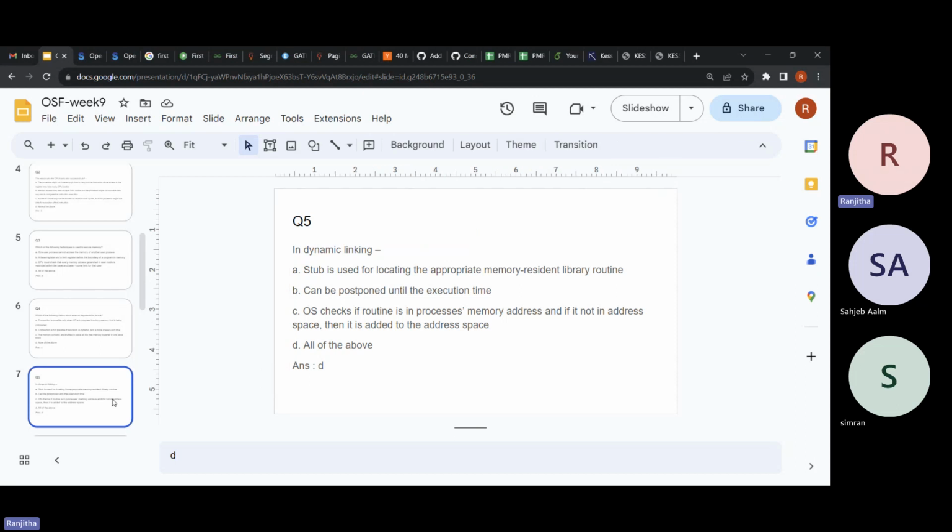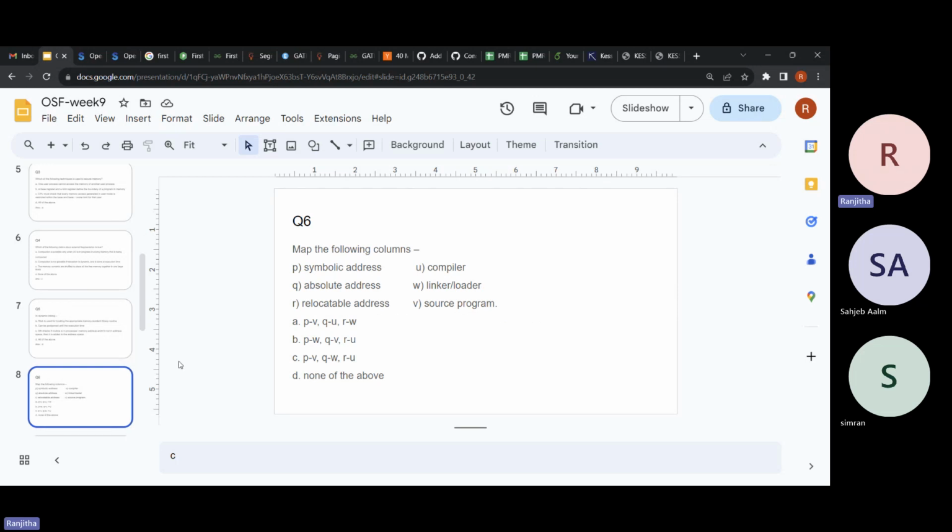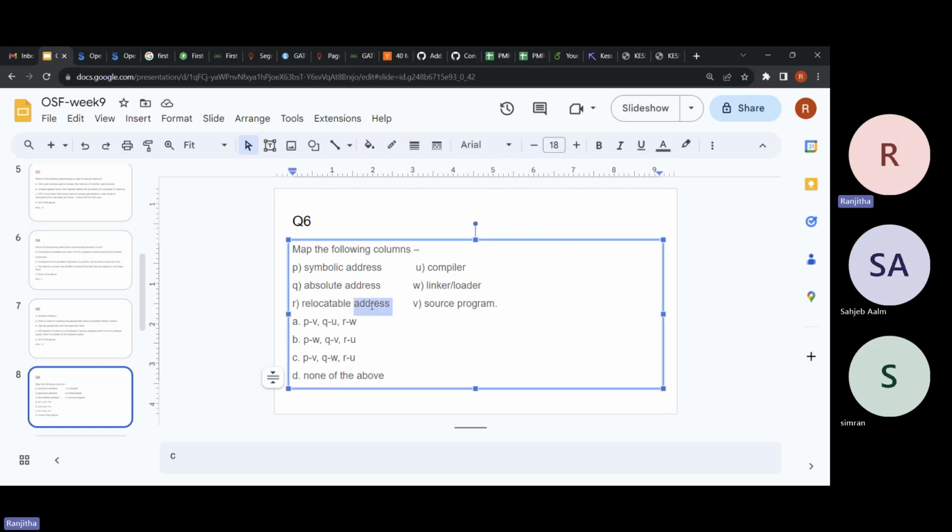So the next question is to map the following columns: symbolic address, absolute address, and relocatable address. Absolute address is actually the physical address, so it is available with the linker or the loader. So Q and W match. Then relocatable address is the one that the compiler normally generates when it doesn't know where we are going to put the program. So the compiler generates the relocatable address. So R is mapped to U.